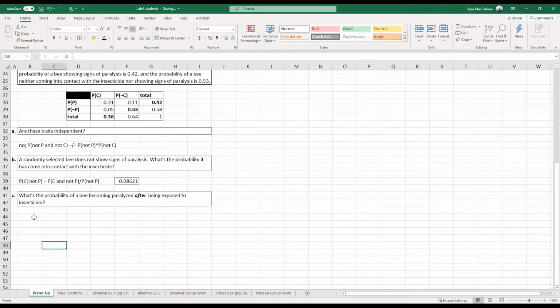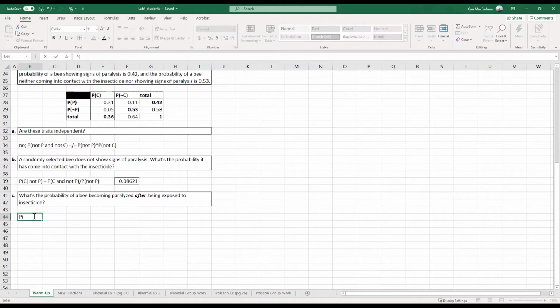What's the probability of a bee becoming paralyzed after being exposed to insecticide? So this is another conditional probability question. We already know that the bee has been exposed to insecticide. It has come into contact with insecticide. Therefore, what's the probability that it will become paralyzed?